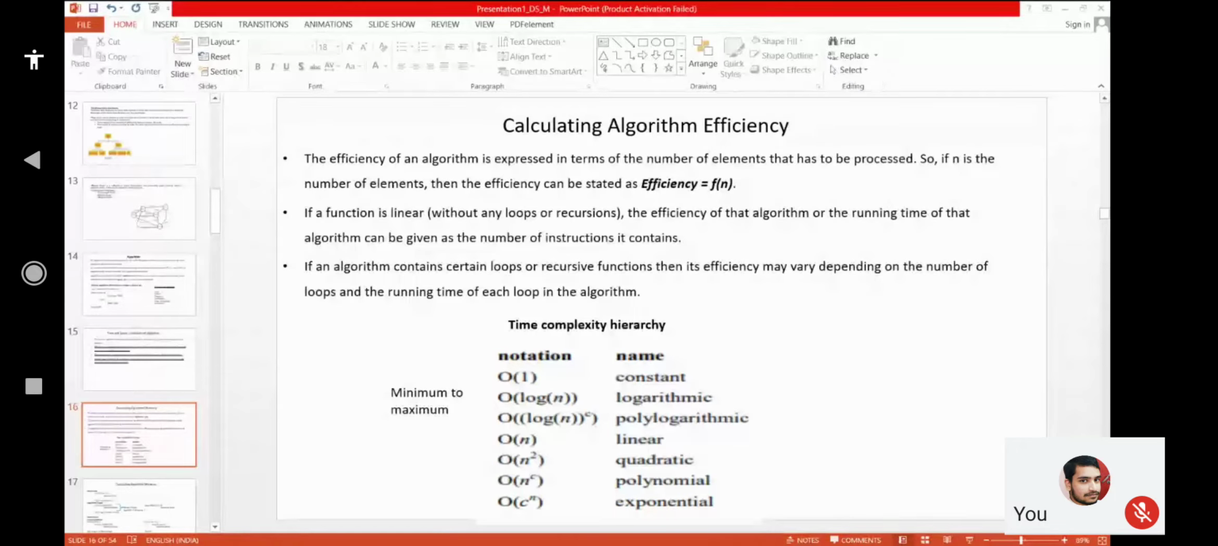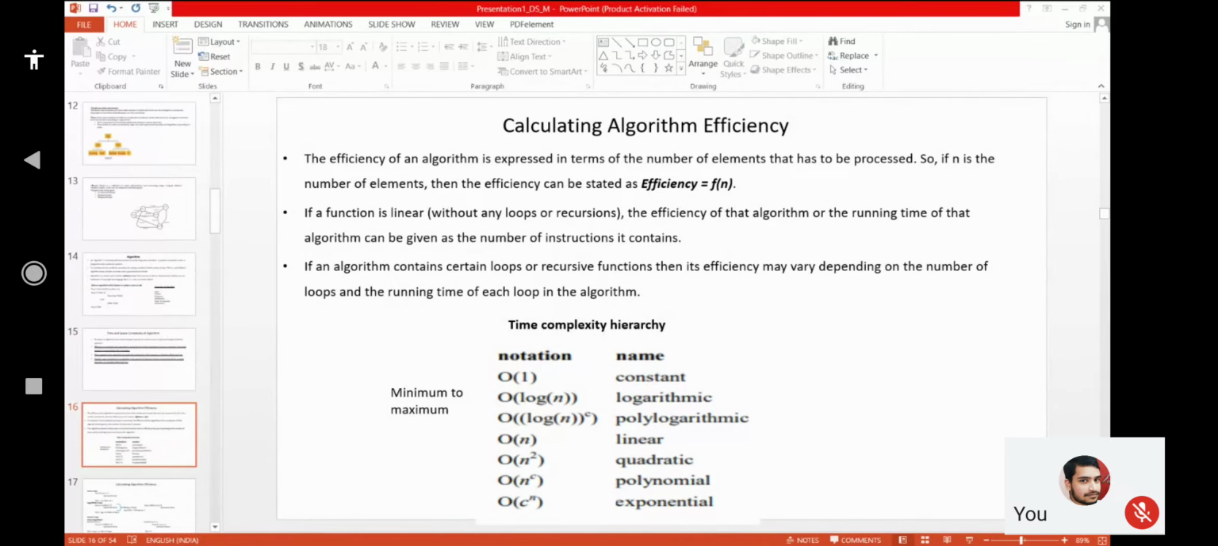Next one is what? Order of log n. So this is smaller; order of 1 is smaller. Now next, order of log n. The time complexity of binary search is order of log n. I will derive how the time complexity of binary search is order of log n. No need to remember; I will discuss everything.